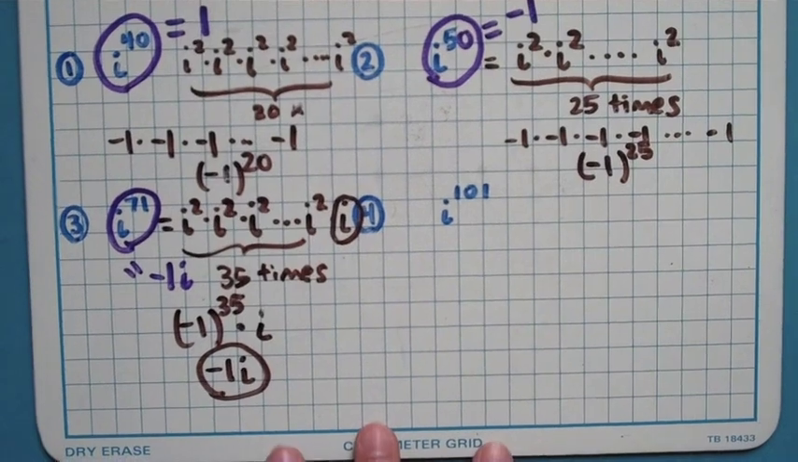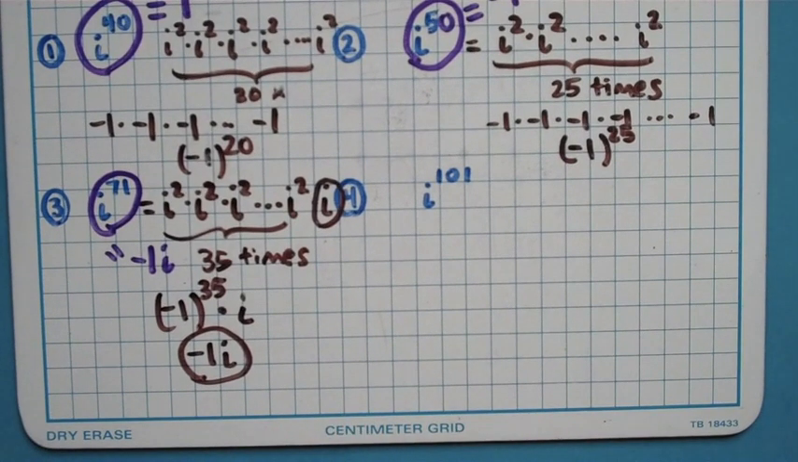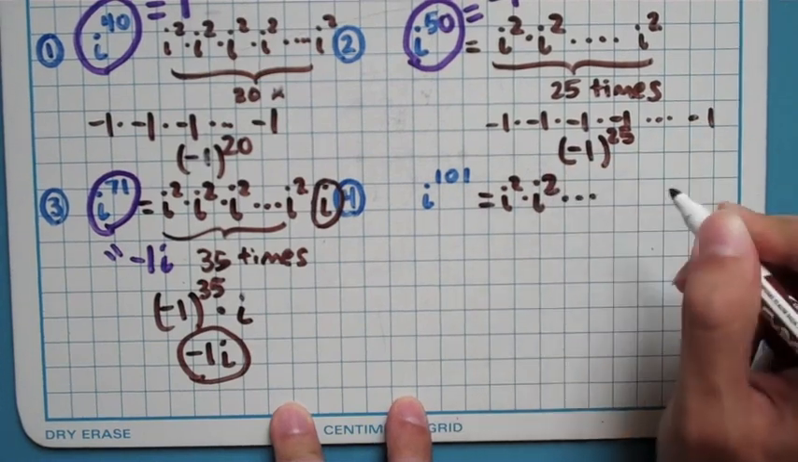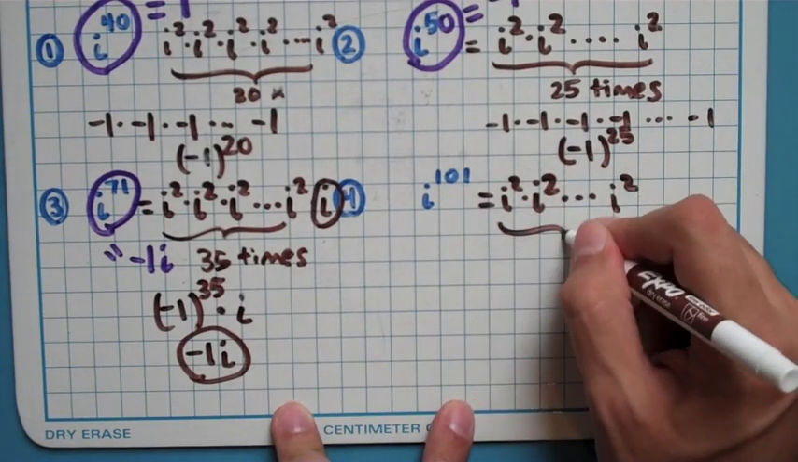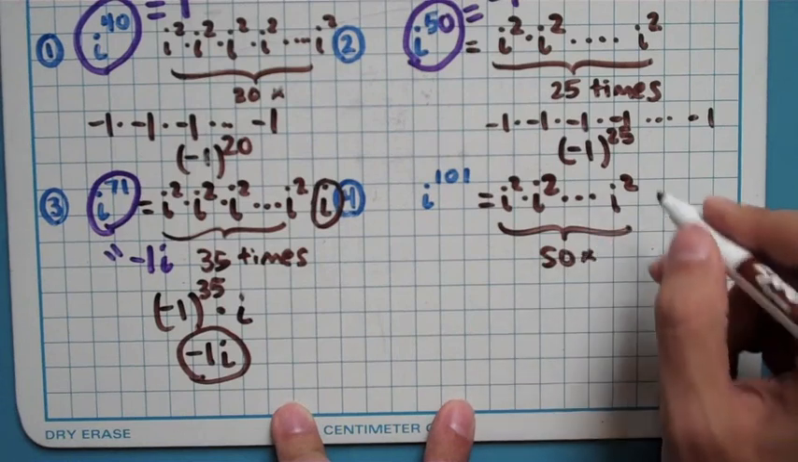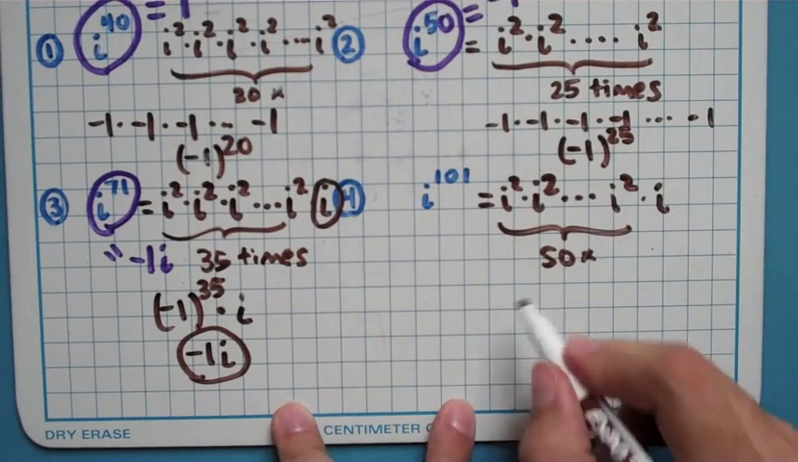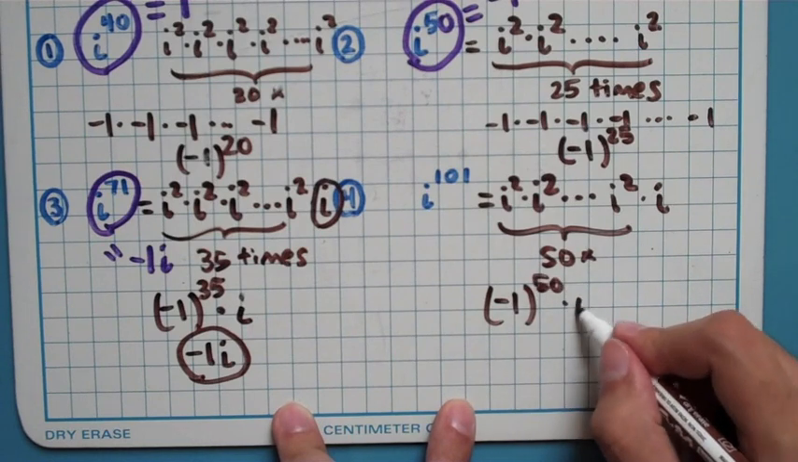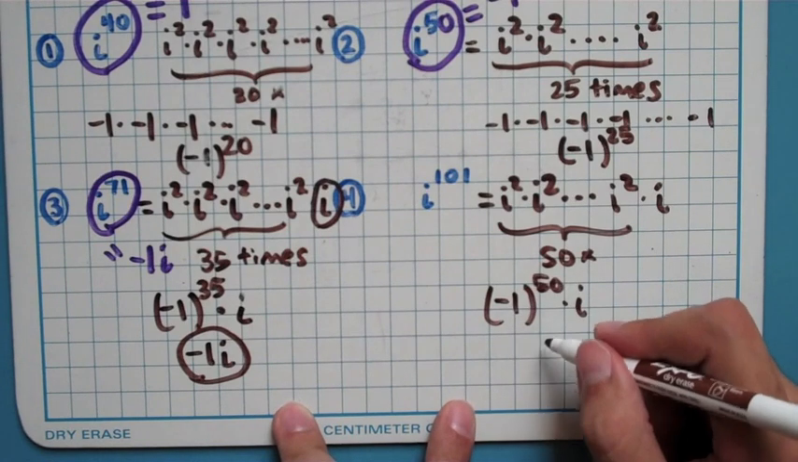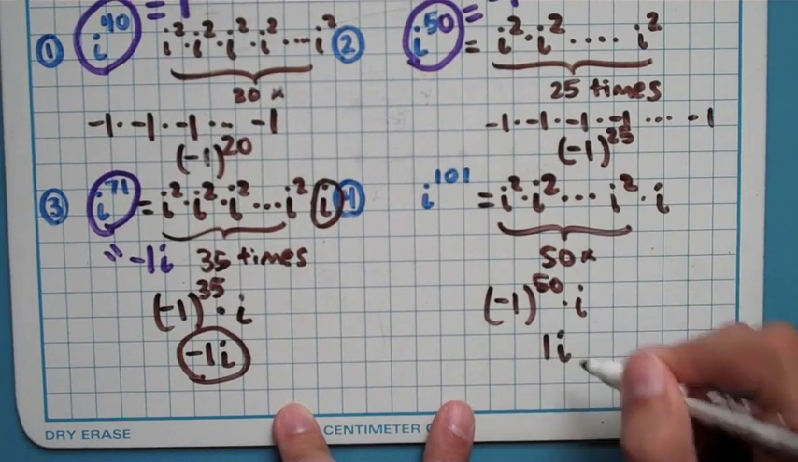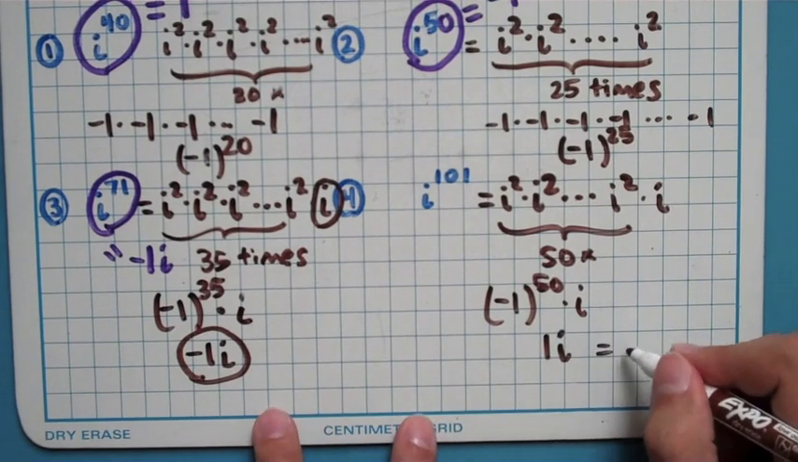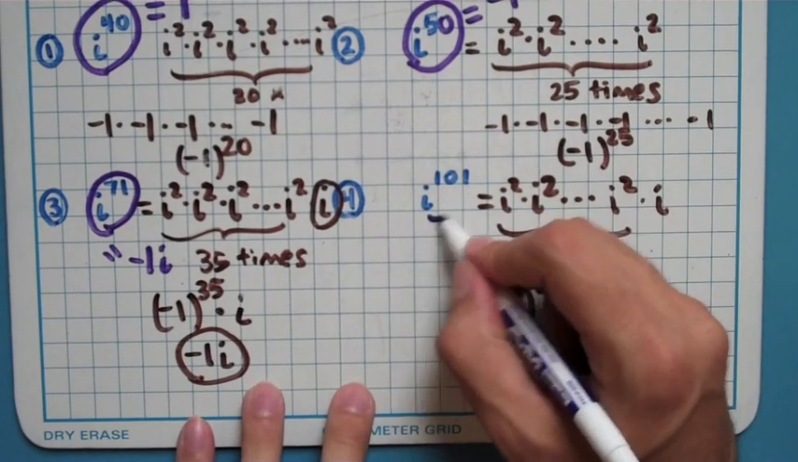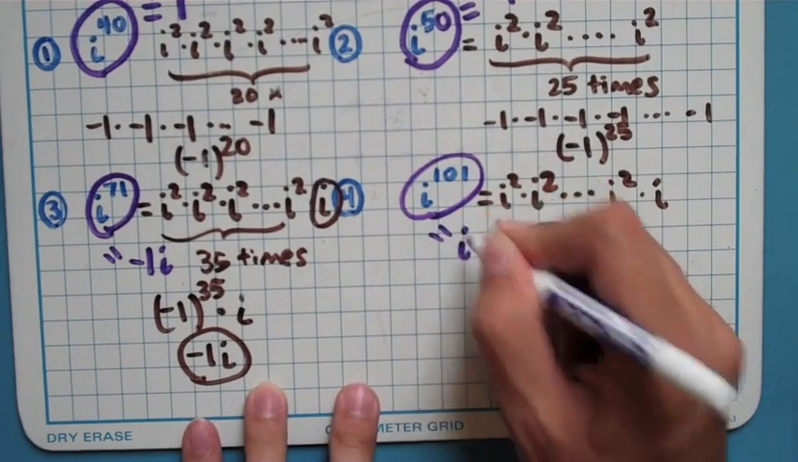And I have one more problem on here. On this one, again, I'm going to write it out as i squared times i squared. I can do that 50 times, and there's going to be one i left over. So I really have -1 to the 50th power, and there's an extra i. Well, -1 to the 50th is just 1. So what I get for my answer is just 1i, or i. Same thing. So this guy was actually the same thing as i.